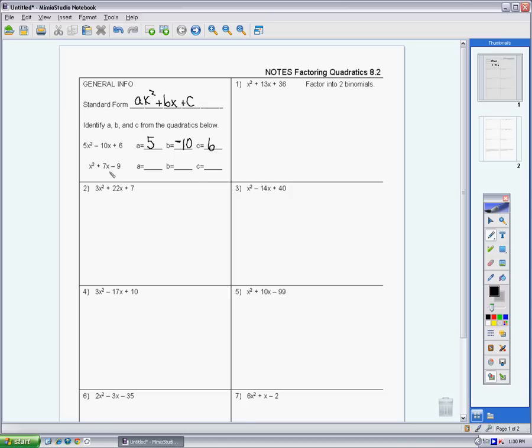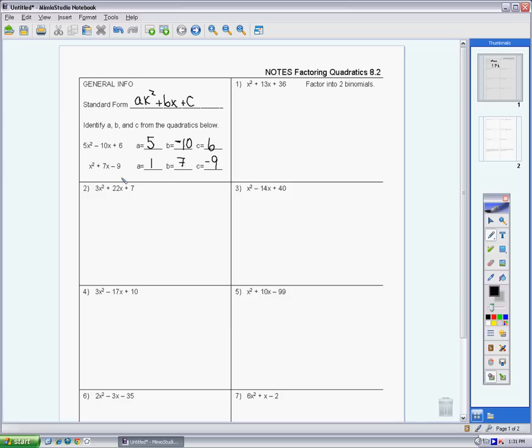In x squared plus 7x minus 9, a is going to equal 1. We don't always write the 1 in front, but we have 1x squared. B is going to be 7, that's our middle term, and then negative 9 is going to be our constant. And again, you take the number and the sign in front.